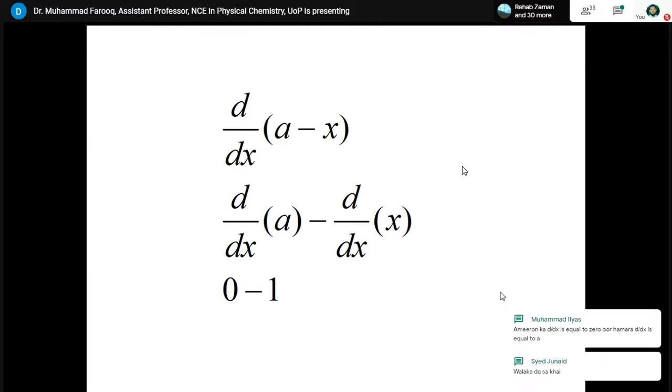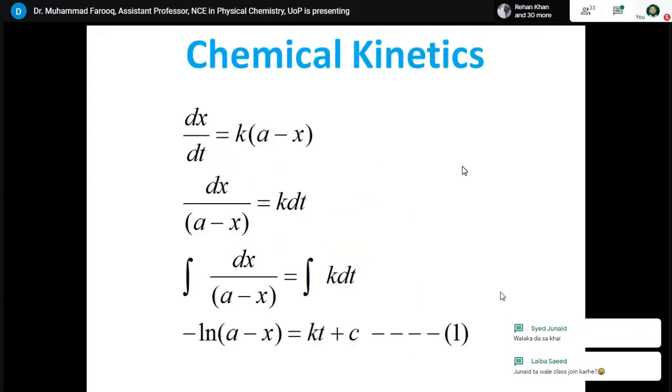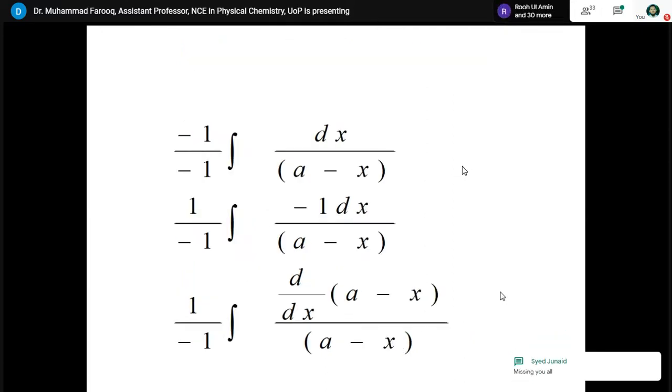This is just to tell you how what I did in the previous. So you can see this is, I said, dx divided by a minus x integration is equal to k dt integration. Okay, now I said multiply and divide by minus 1. Minus 1 divided by minus 1, this clear or not?